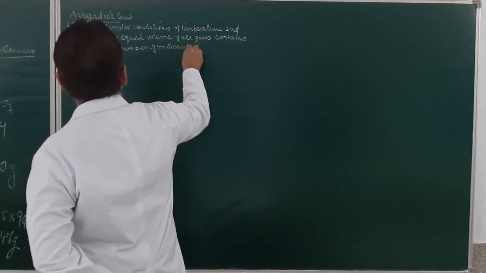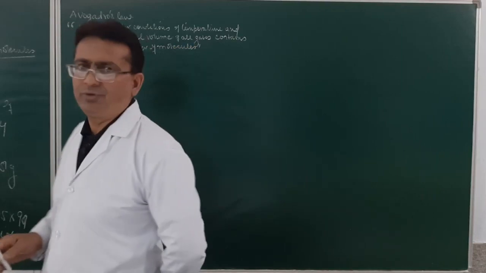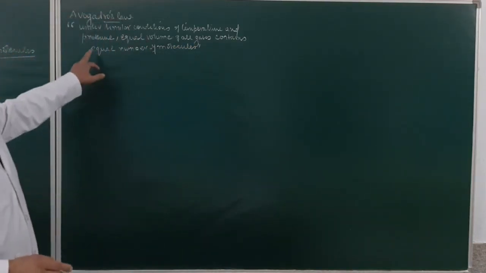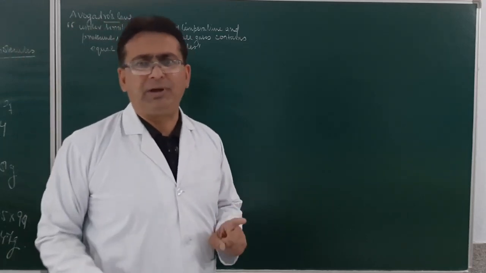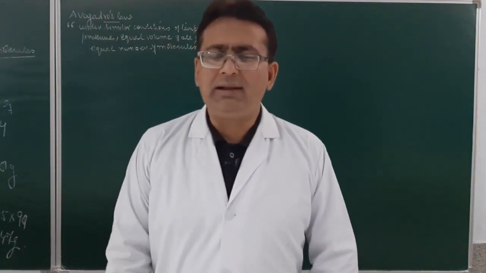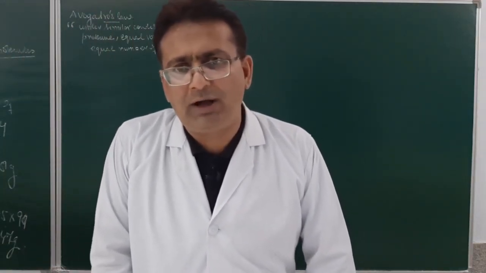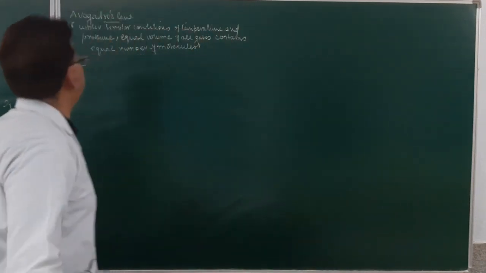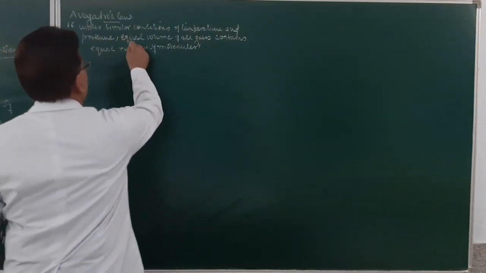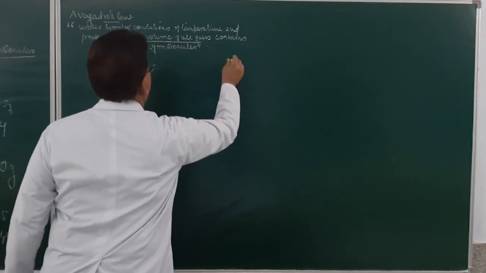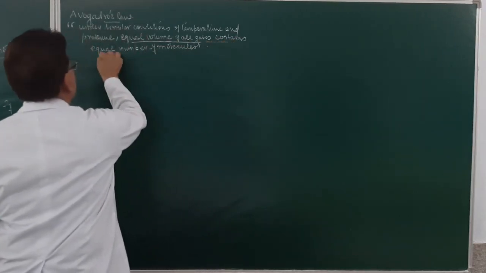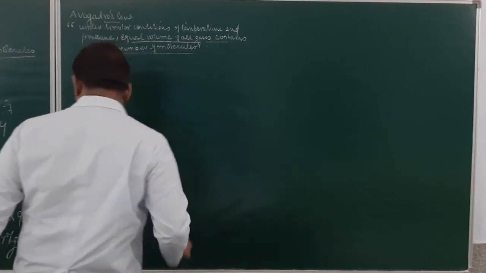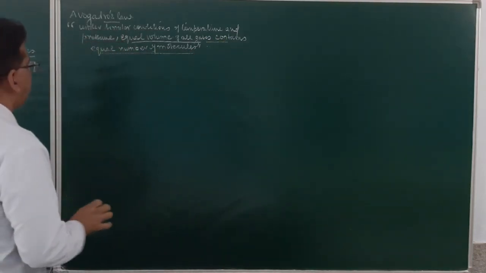Am I clear? You have studied in the class 10th also. So if the volumes are same, and the condition of temperature and pressure is not changed, then they will always contain the equal number of molecules. So under similar condition of temperature and pressure, equal volume of all gases always contain equal number of molecules. What do I mean by this?